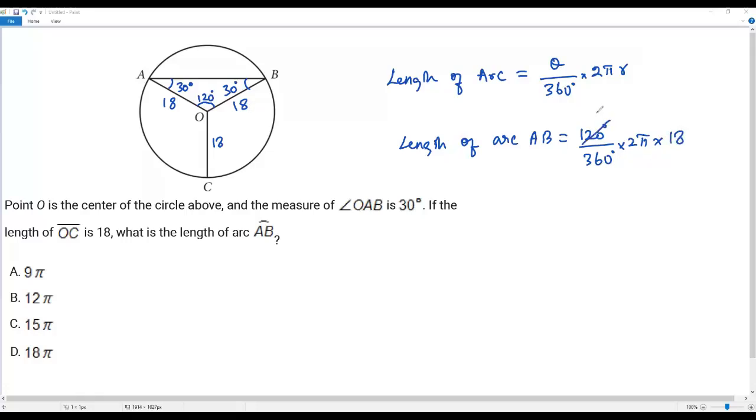120 goes into 120 one time and 120 goes into 360 three times. 3 goes into 3 one time and 3 goes into 18 six times. So we get 1 times 2 pi, which is 2 pi. 2 pi times 6 is 12 pi, and the denominator is 1, which we don't have to mention. So now I got the length of arc AB, that is 12 pi. We find 12 pi in option B. So the correct answer choice for this question is option B.